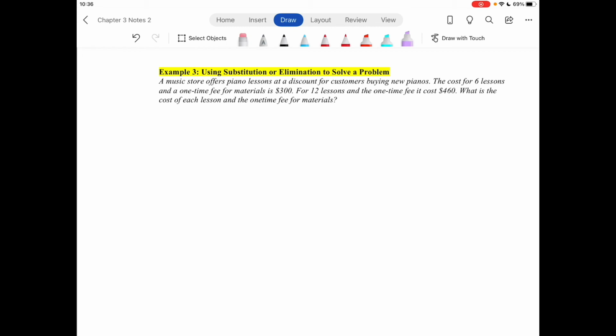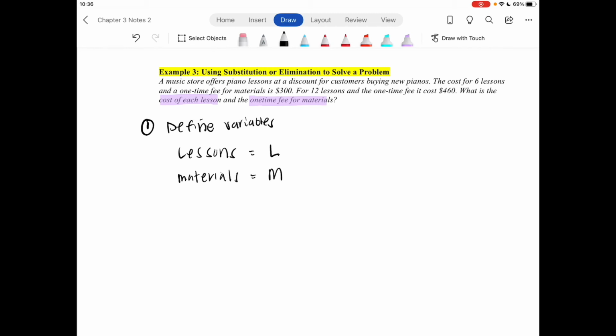Let's start off by looking at what we are asked for. We want to know the cost of the lesson, and we want to know the one-time fee for materials. This means we'll have to find two different answers. First, though, let's define our variables, that way we can write some equations. We're talking about lessons, and we can say that lessons is represented by L, and we have that one-time fee for materials. We'll just call those materials and represent it by the letter M.